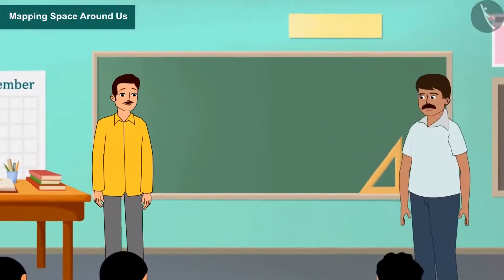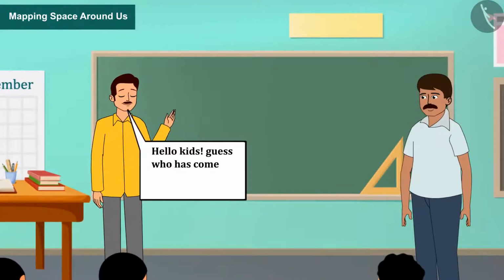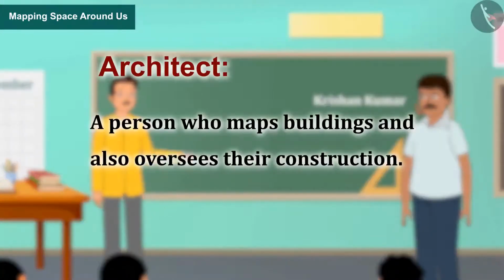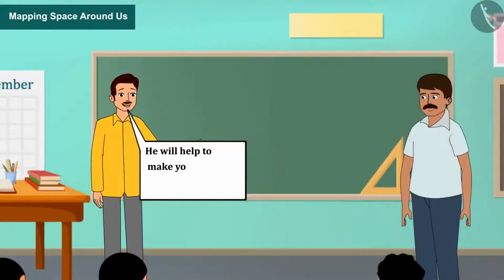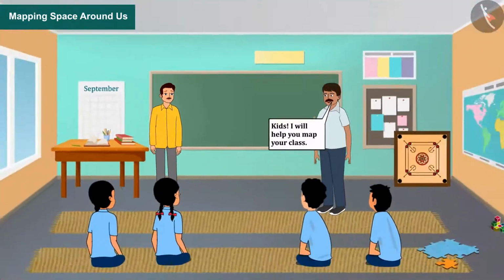That's when teachers come to class. Hello kids. Guess who has come to meet you today? This is Sri Krishna Kumar. He's an architect. He will help you make your class more tailored to you. Kids, I will help you map your class.